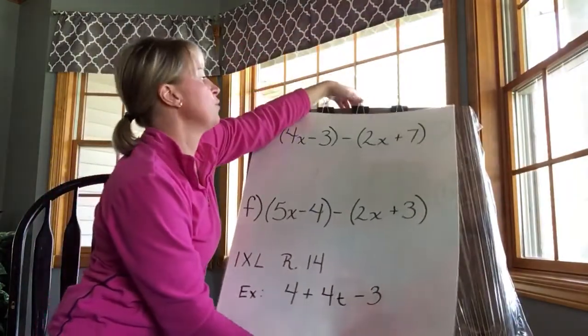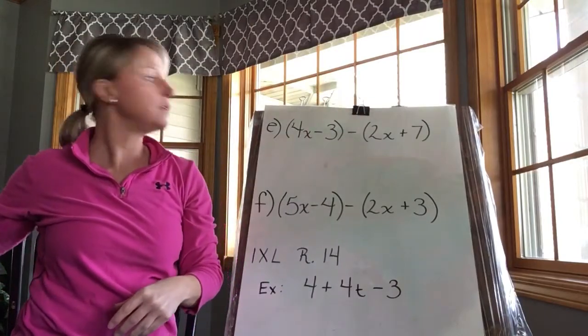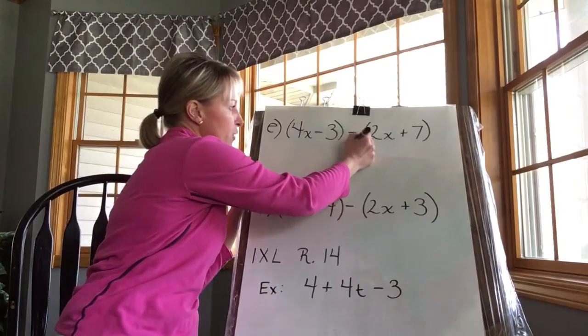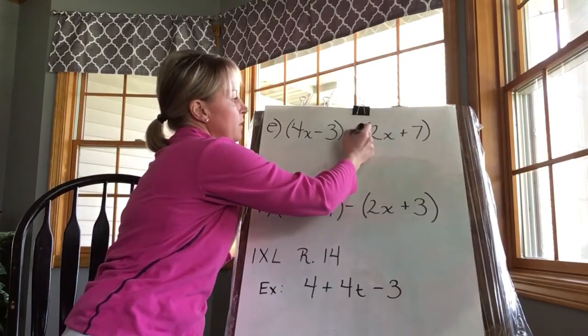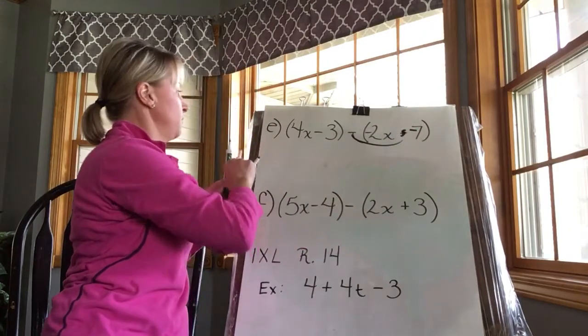Two more examples from the book, and then I'm going to give an example of what you guys are going to be doing later on. So again, if it's subtracting, distribute. That becomes a negative. A negative times a positive, this now becomes a negative.